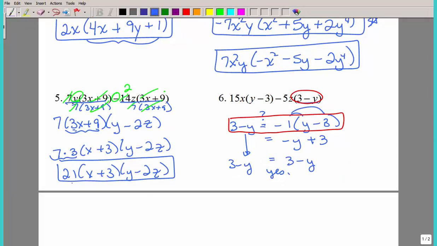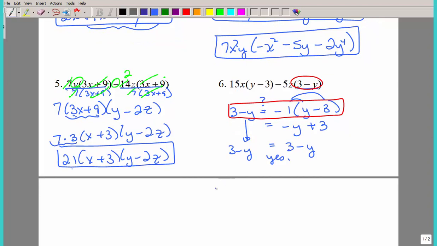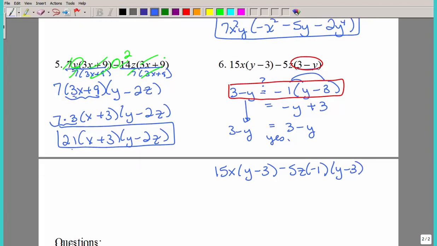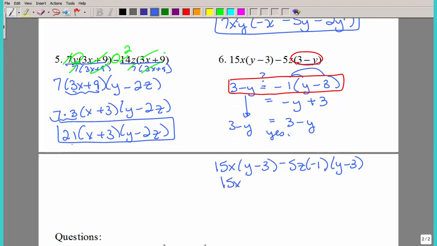That might be helpful. So let me write this problem again. I have 15x times y minus 3. And now minus 5z times negative 1 times y minus 3. That looks kind of funny. I'm going to go ahead and take this negative and multiply those together and make that positive 5z times y minus 3. I have something the same. So let me go back.